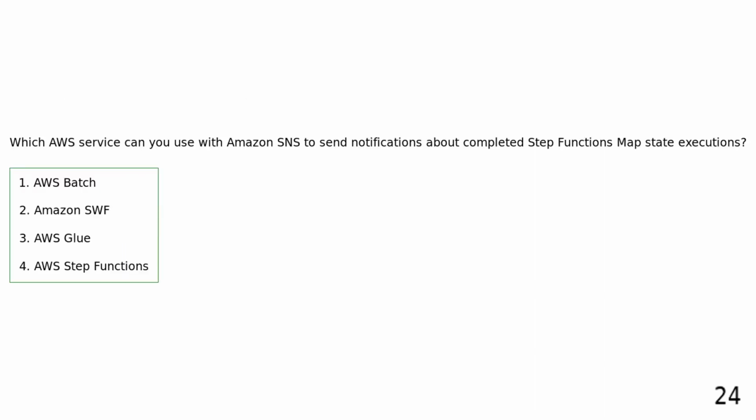Which AWS service can you use with Amazon SNS to send notifications about completed Step Functions map state executions? AWS Batch, Amazon SWF, AWS Glue, AWS Step Functions. AWS Step Functions can be configured to send notifications through Amazon SNS when a map state execution completes, providing updates on the status of dynamically scaled parallel workloads.